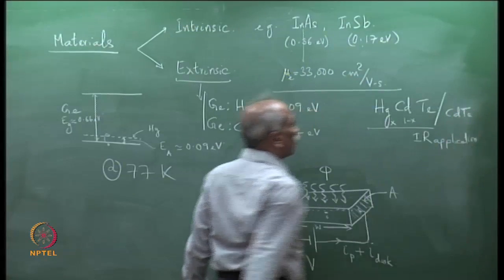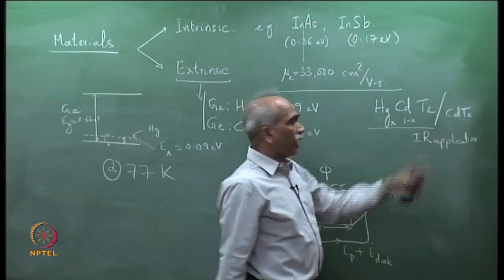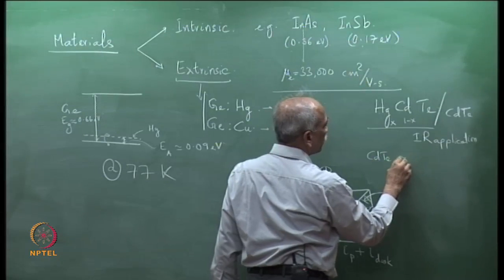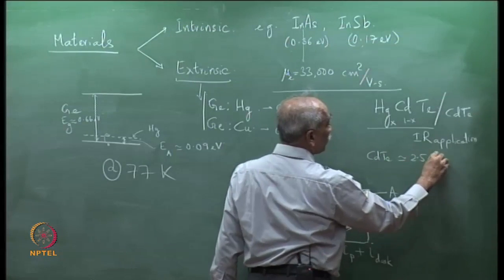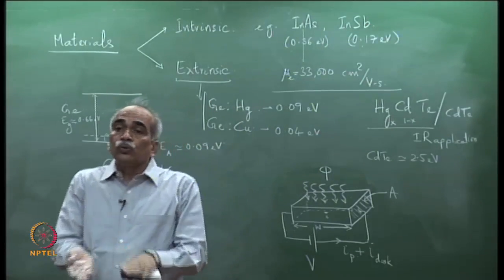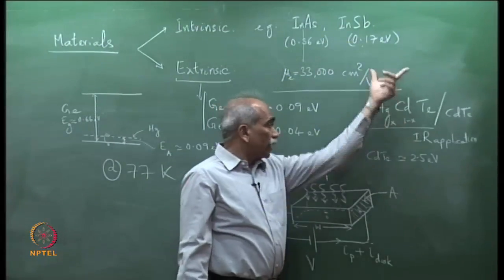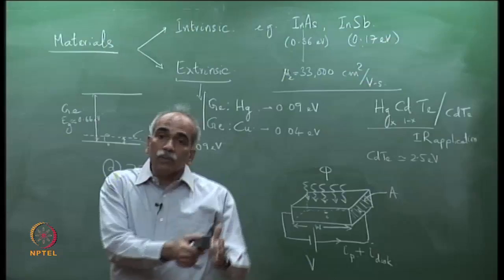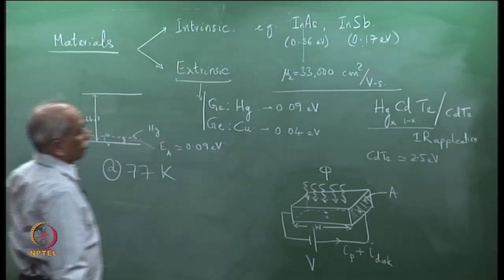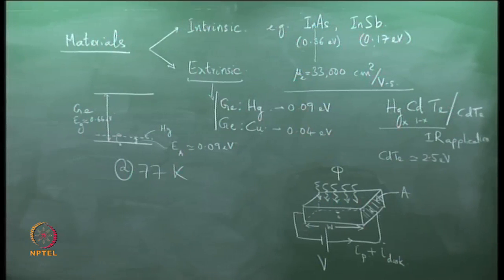So, you can grow different combinations of Hg cadmium telluride on cadmium telluride, and cadmium telluride has a band gap of about 2.5 eV, which is very much in the visible, but mercury telluride has a band gap very close to 0. So, by varying x, you can cover the entire range from visible to IR. It is an important material used for IR applications, a ternary compound of mercury cadmium telluride and cadmium telluride.